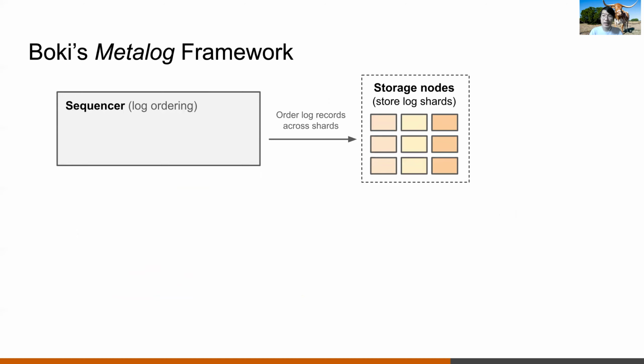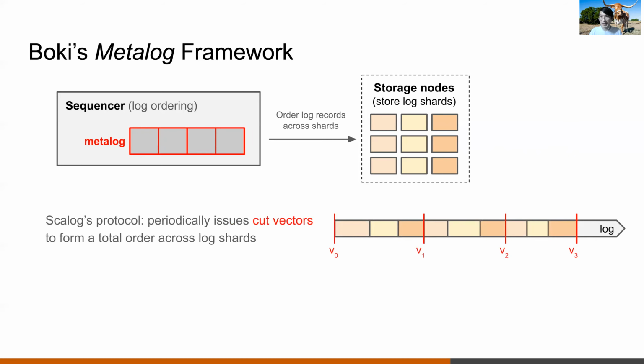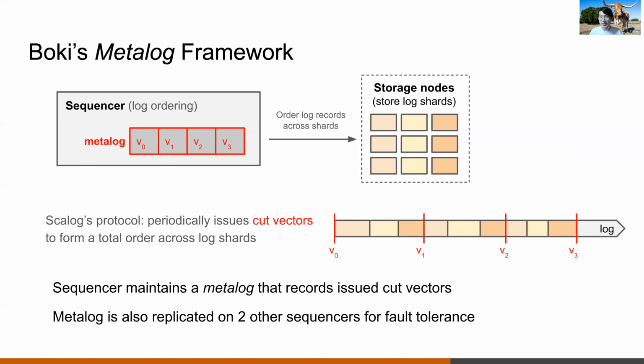Because a Boki log is sharded, log shards are stored on storage nodes, and there's another sequencer for ordering records between shards. The Metalog is stored and appended by the sequencer for the purpose of log ordering. To order records across shards, Boki uses the SCALOG protocol. At a high level, the SCALOG protocol periodically issues cut vectors to form a total order across different shards. The sequencer maintains this Metalog, which includes the issued cut vectors, and the Metalog is also replicated to other sequencer nodes for fault tolerance.